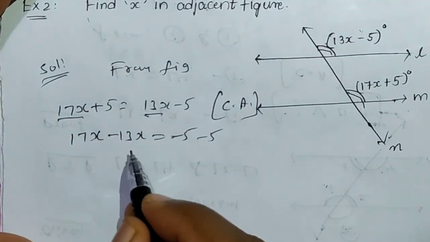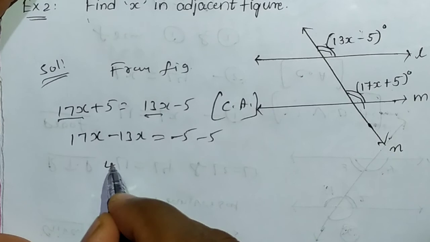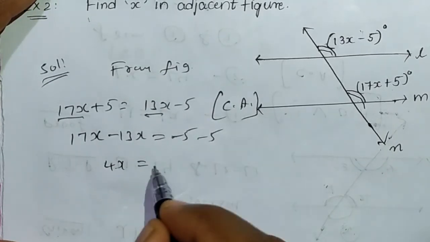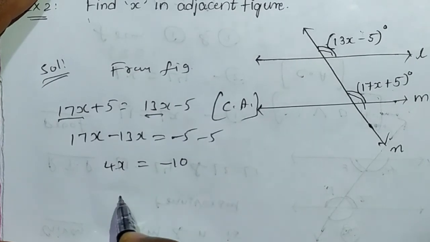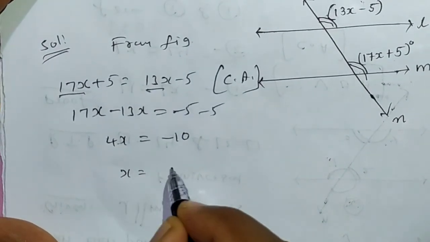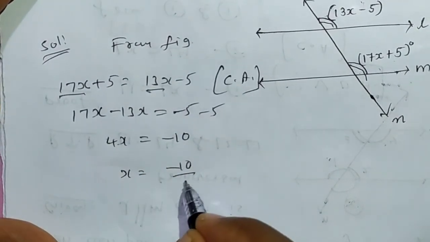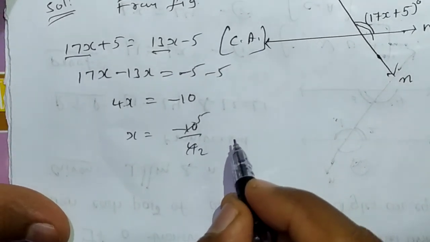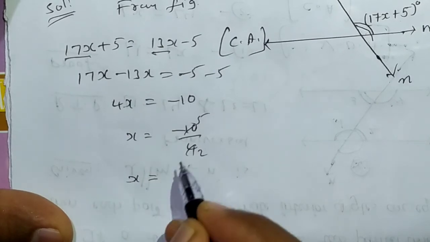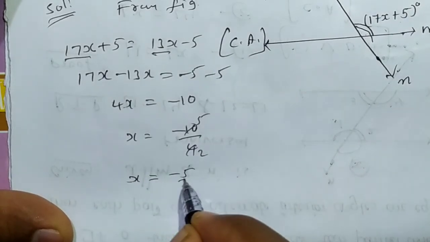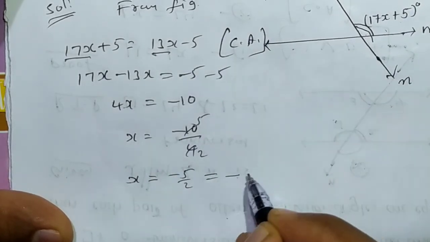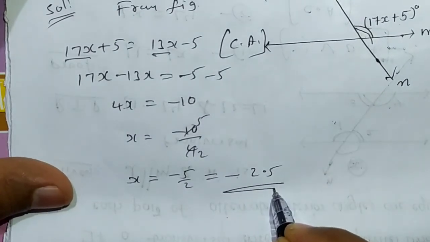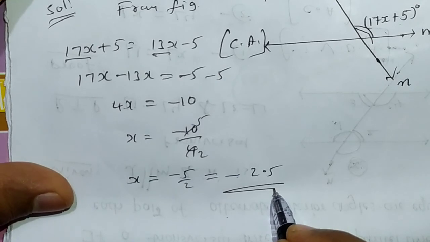17 minus 13, 4x is equal to minus 5 minus 5, minus 10. Then x equal to minus 10 by 4. 2 fives are 10, 2 twos are 4. So x equal to minus 5 by 2, or minus 2.5, right? The x value is minus 2.5.